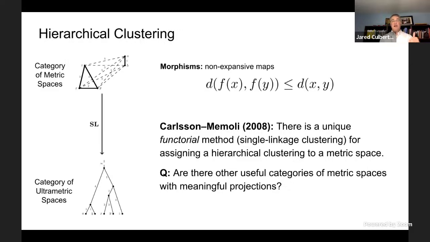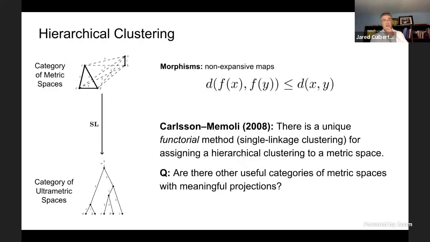And so then you can realize single linkage clustering as the unique functorial method of projecting from arbitrary metric spaces down to this category of ultrametric spaces, which are equivalent to dendrograms. And so there's a nice connection here with minimum spanning trees as well, which gives you an efficient algorithm for both computing the dendrogram and the associated ultrametric. And so this is very nice work.